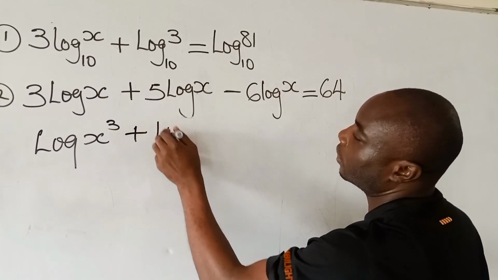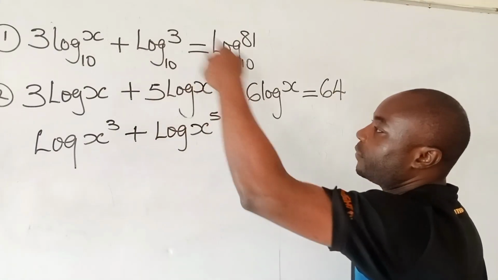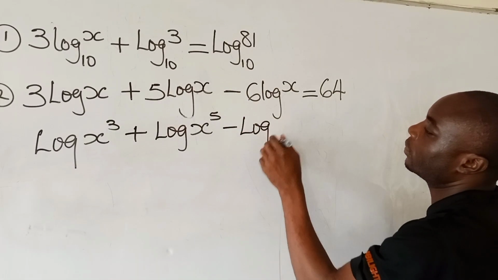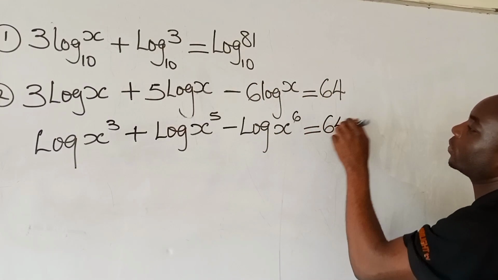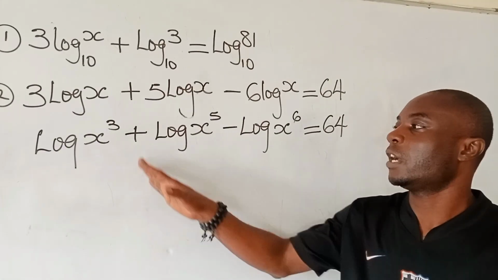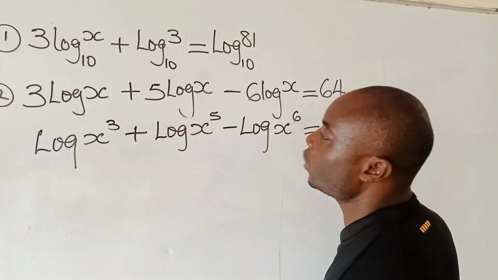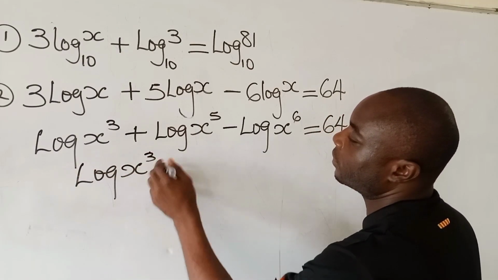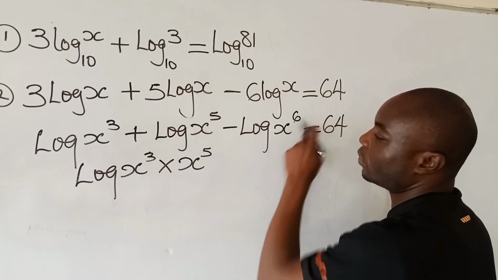And that's plus log x raised to the power 5. That means we transfer the 5 here, it becomes its power, minus log x raised to the power 6. The same thing we do here, and that's equal to 64. So the next thing we are going to do, we are applying the laws of logarithm, which says addition changes to multiplication and subtraction changes to division. So in doing that, we have log x raised to the power 3 times x raised to the power 5 divided by x raised to the power 6.